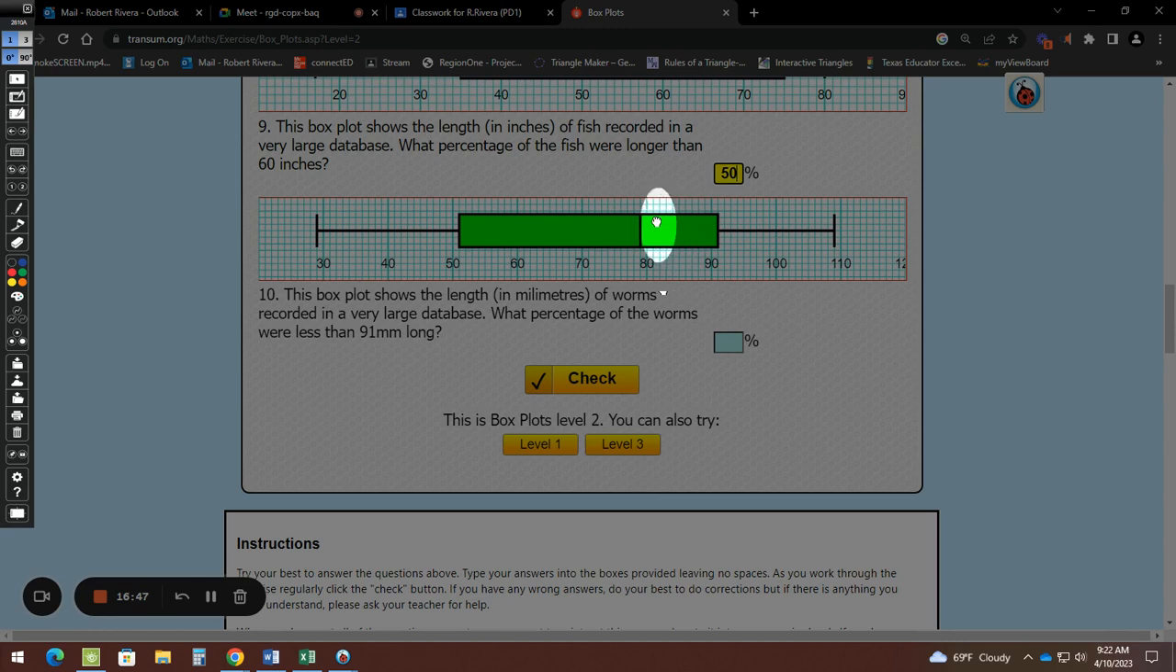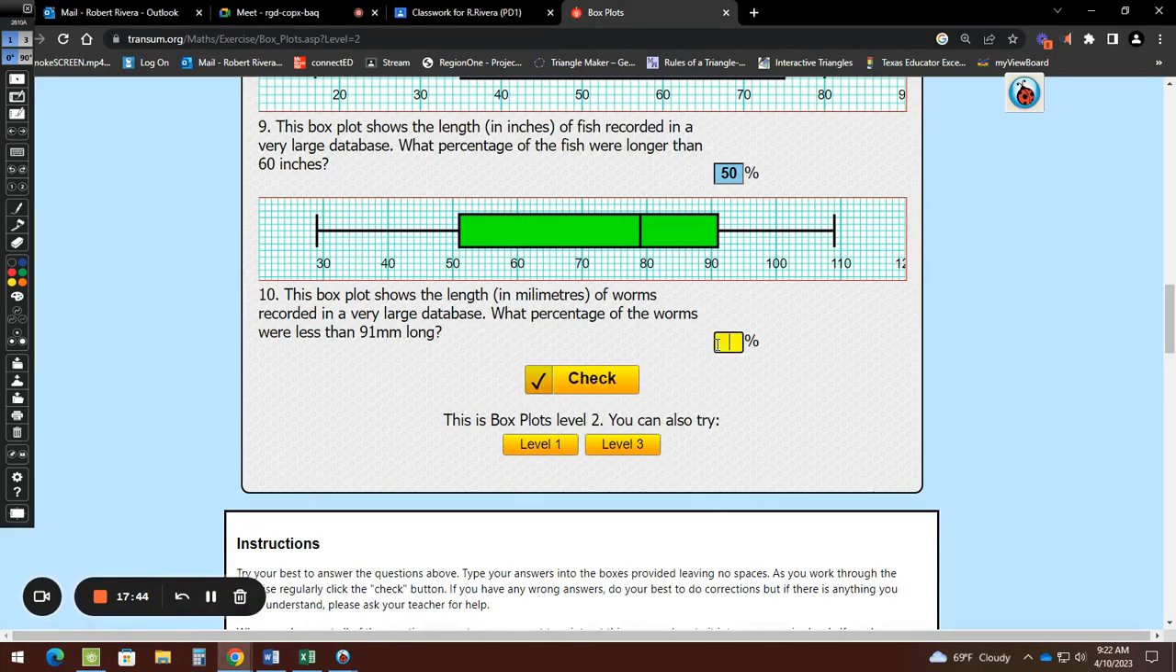How much would this be worth? 25%. How much would this be worth? Another 25, which is now how much? 50. And how much would this be worth? Another 25, which would be now a total of... So let me start again. From 91, they want to know what's the percentage that's less. Well, let's go to the left. 25, 50, 75. So what was the percent? 75%.